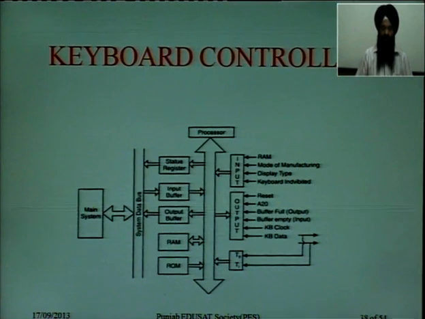This is the block diagram of the keyboard controller. Here the main system is there, then the system data bus, and the processor is there. There are input and output, and the main parts are the processor, ROM, RAM, then input buffer, output buffer, and status register. And now we will discuss each block one by one.